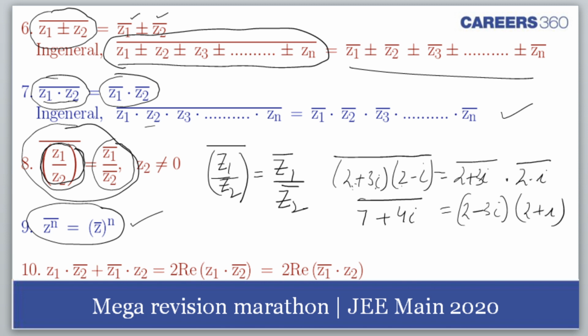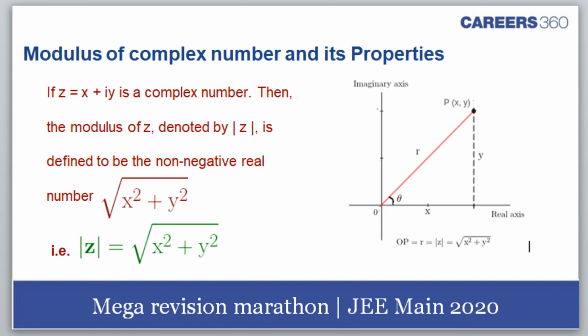Then let us come to, yes Madhu, my pleasure beta. Then we have modulus of a complex number. What is the modulus of a complex number? For that matter, modulus of any number itself is the distance of that number when plotted on the graph from the origin. That is what the modulus means.